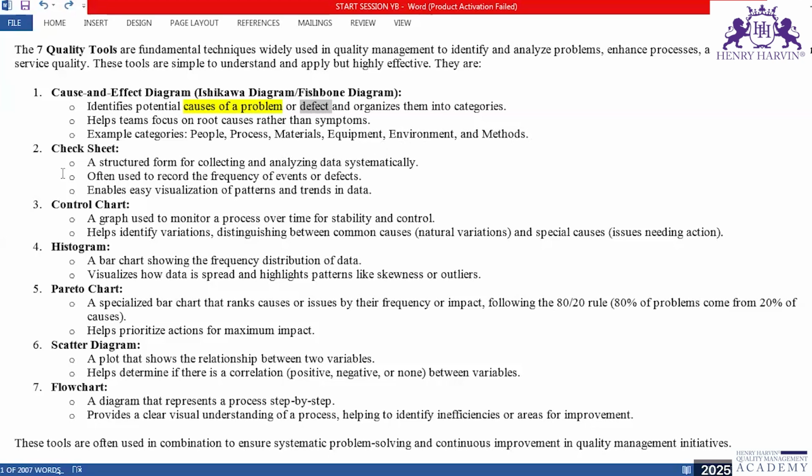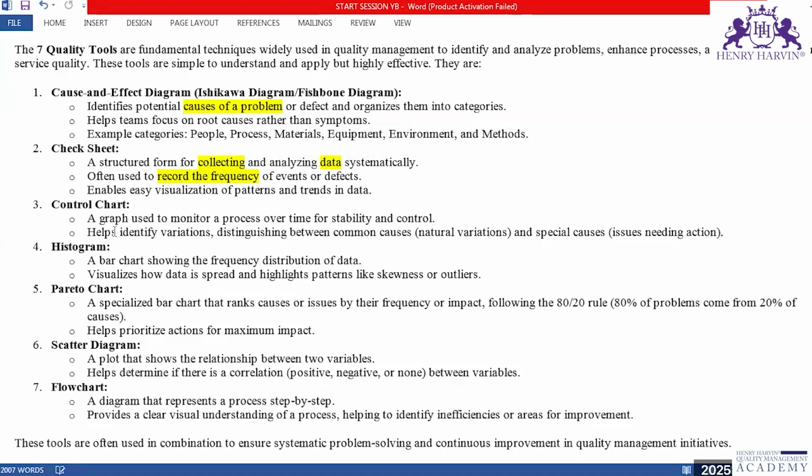Now, next one is my check sheet, which is a structured form for collecting the data. Basically, it is collection of the data. I will be collecting the data, and it is used to record the frequency of events or defects. So I will use it to record the frequency, how many times. It enables easy visualization of patterns and trends in the data.